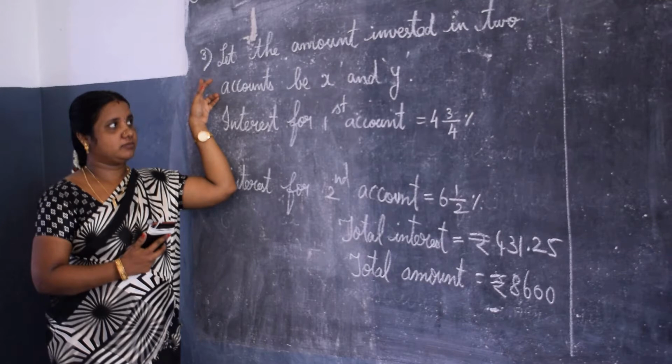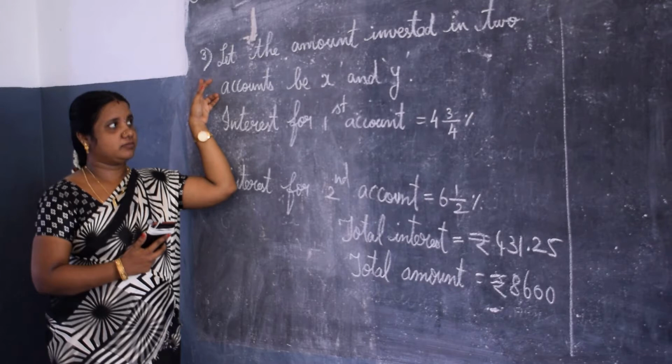What is our total amount? 8,600. For these two accounts, what is the amount? 8,600. For the first account x, second account y. So our equation is x plus y is equal to 8,600.